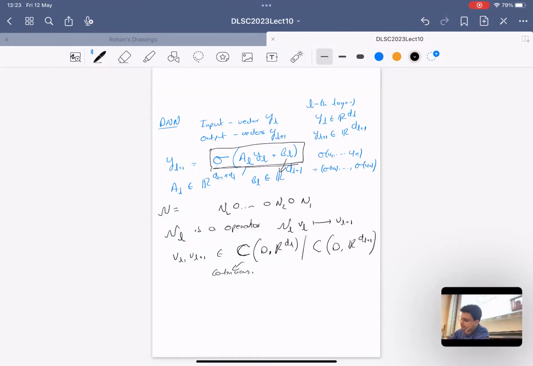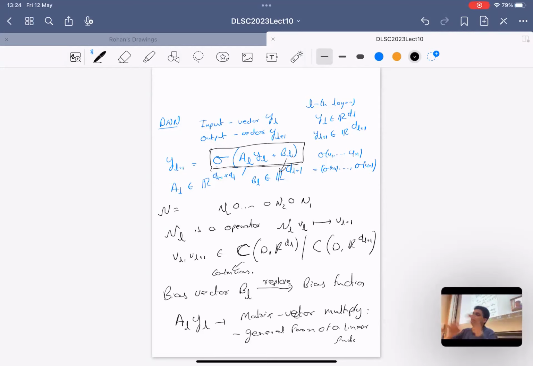Now the key term is this A_L Y_L. So this is a matrix vector multiply. In other words, a matrix is the most general form of a linear function. Actually, the whole thing is a general form of an affine function, but a matrix vector multiply is the most general way in which you can transform a vector linearly into another vector. So this is the basic idea.